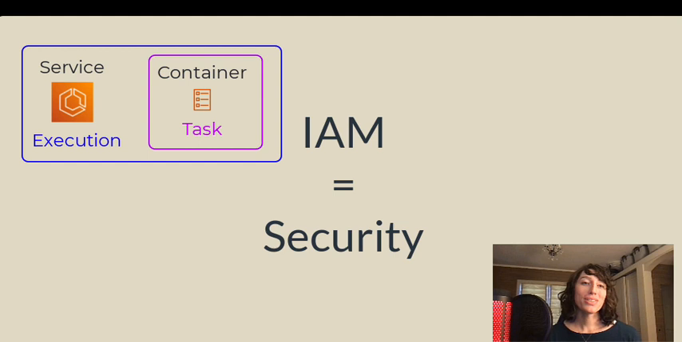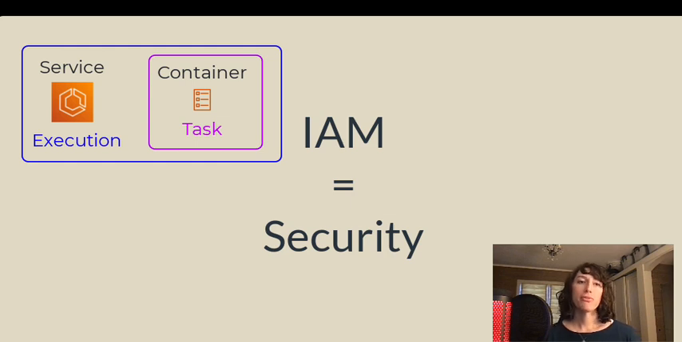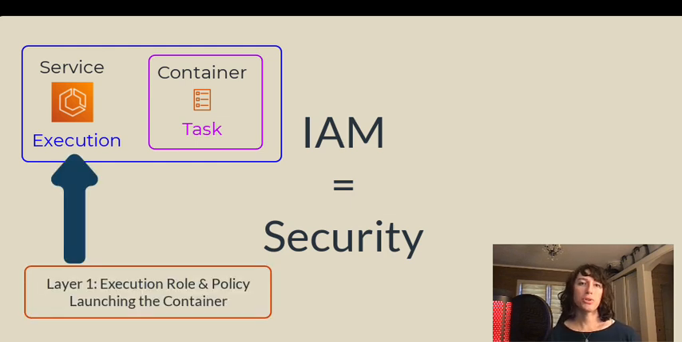Just like the ogres of Shrek, ECS IAM has layers. Let's talk about the several layers you need to worry about. Both of these configurations are part of the task definition in ECS, which is the same object that contains the container launch properties like size of the container, which image to launch, stuff like that. The first is called an execution role.